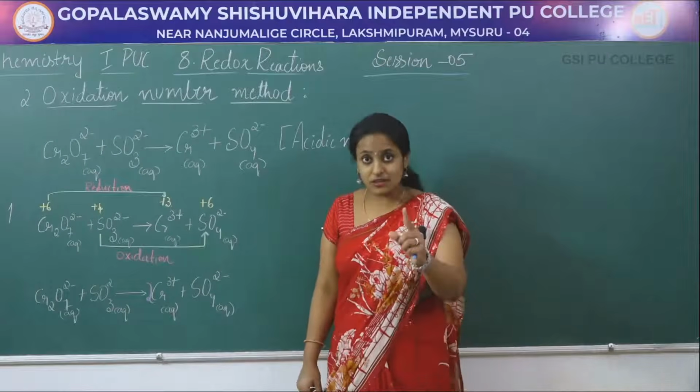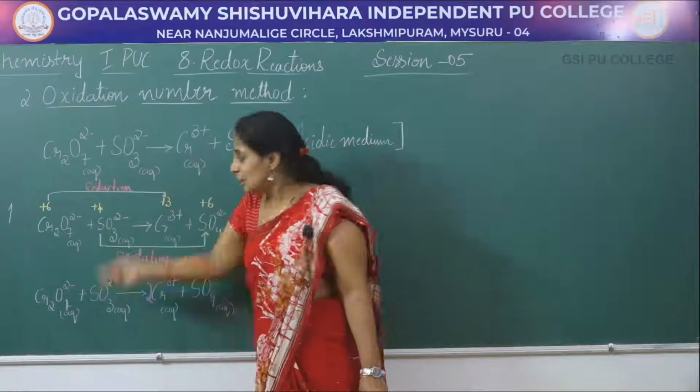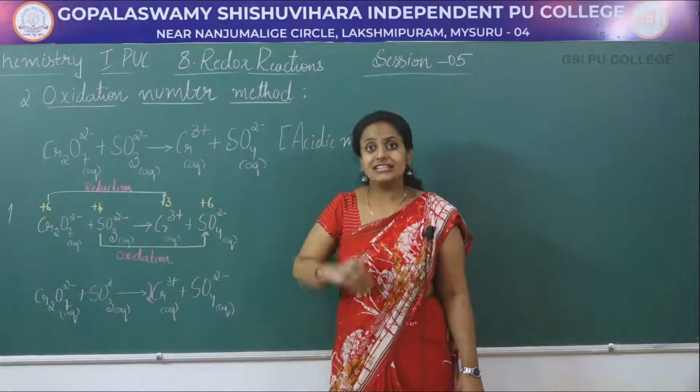But you can observe that here there are 2 chromium atoms. Not one chromium, 2 chromium atoms. Therefore, the gaining of electrons will be 6.